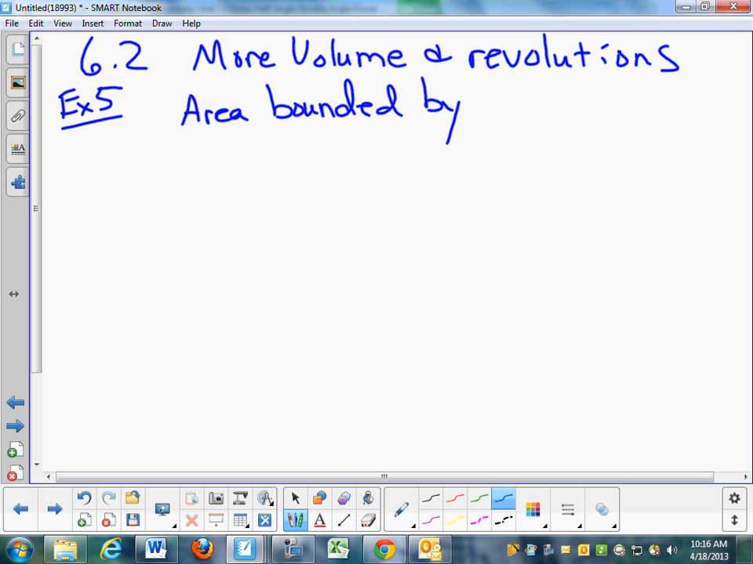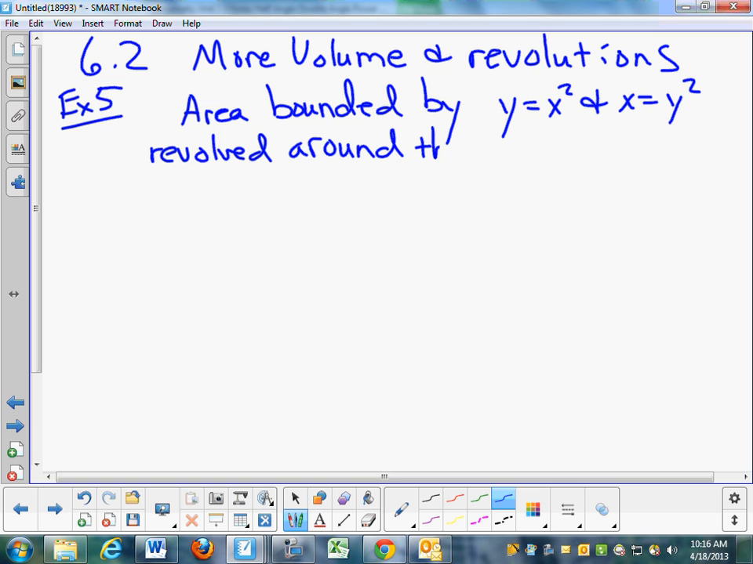Area bounded by... we're going to take the area bounded by y equals x squared and x equals y squared, revolved around the y-axis. Now, yes, we've done x equals y squared and y equals x squared a number of times. We did it for area between curves. We did it for revolving around the x-axis. Now we're going to take it and revolve it around the y-axis.